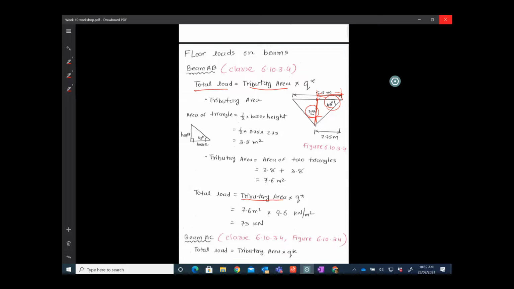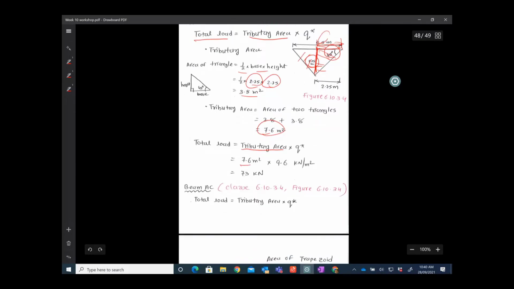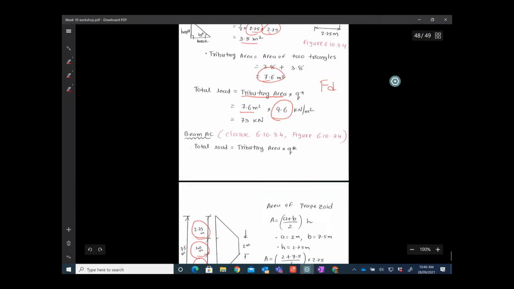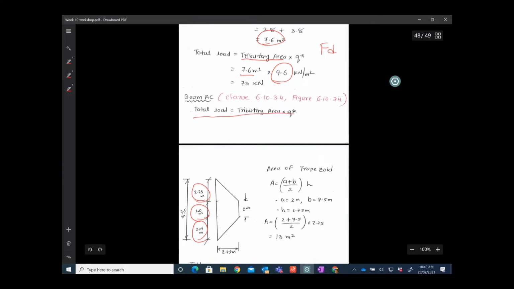So area of the triangle is 1/2 times base 2.75 times height 2.75, and we have two triangles, so you have 7.6 meters square. So the tributary area is 7.6, and then we multiply by the 9.6 we calculated. Remember FD is 1.2 G plus 1.5 Q. So that is done. Now total load.